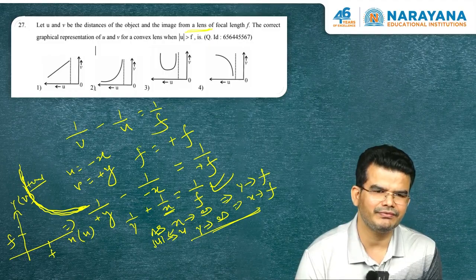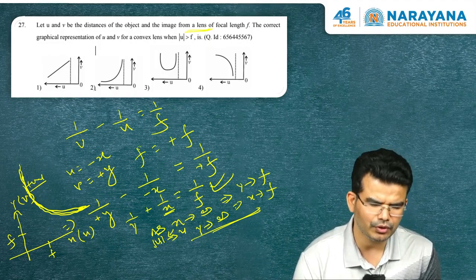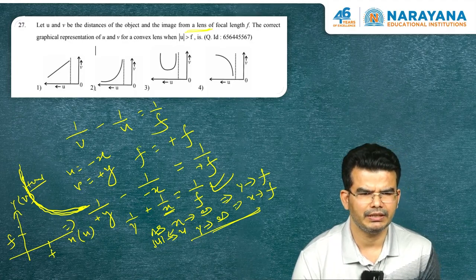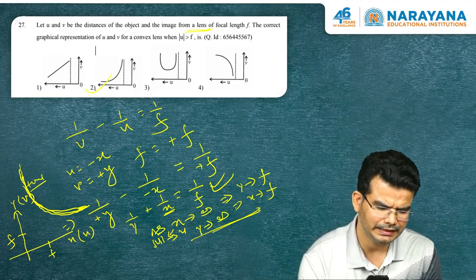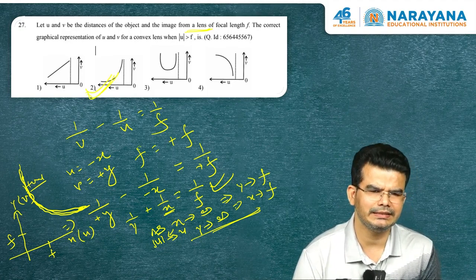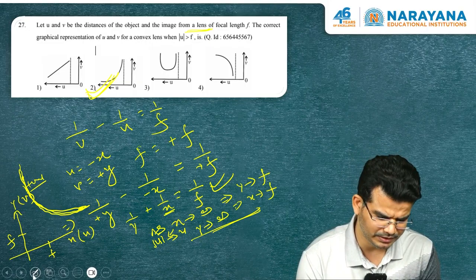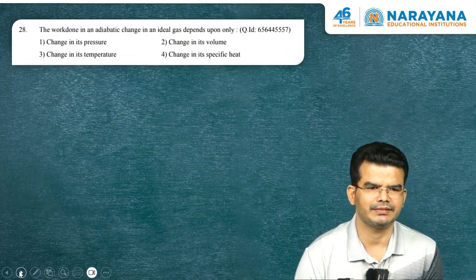Now, out of the 4 options, you can see this graph in one of them. So, you can easily understand the second is the correct answer. So, the correct answer is second. Very simple. It is a theoretical question and every time we discuss this in class. So, very simple question. Okay. Let us come to the next one.